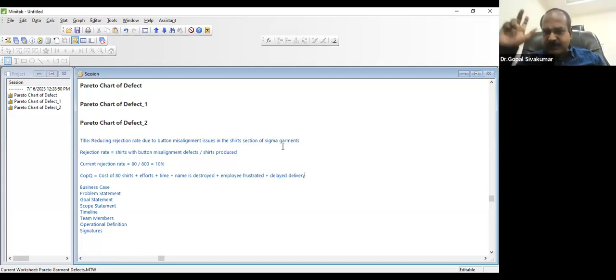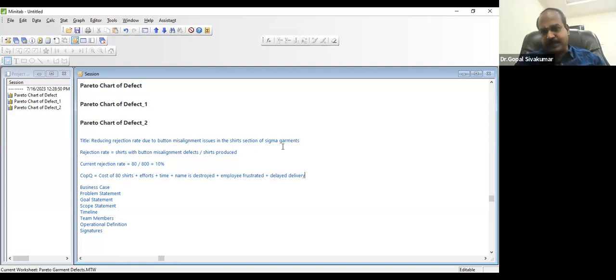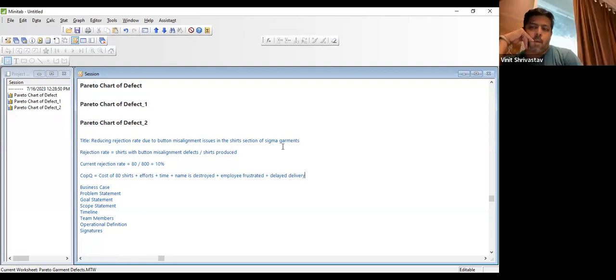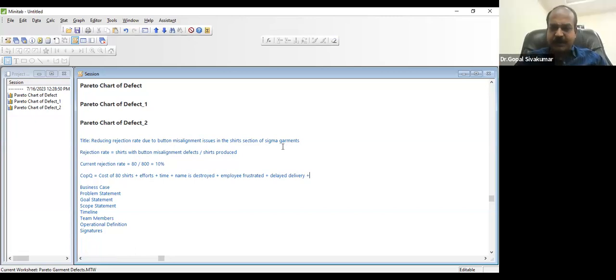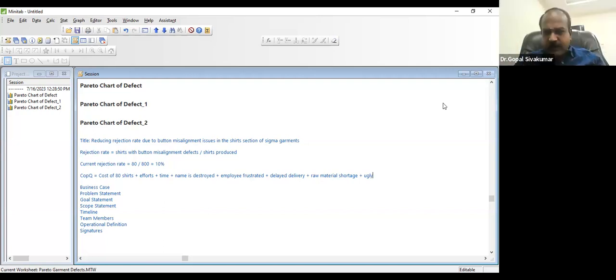There is a direct component, there are many indirect components. And over and above, for no reason, you have wasted the raw material. Now that has to be procured again. So many complications are happening. Raw material shortage. And your workplace is looking ugly. Lot of undamaged pieces lying on the floor. The line is looking awkward. All these things are cost of poor quality.